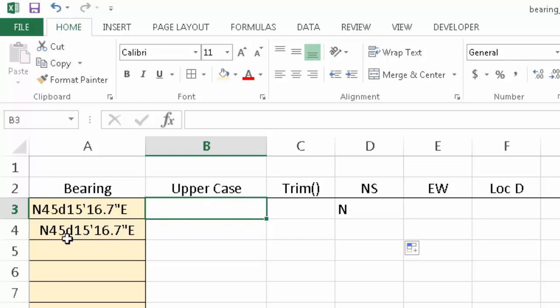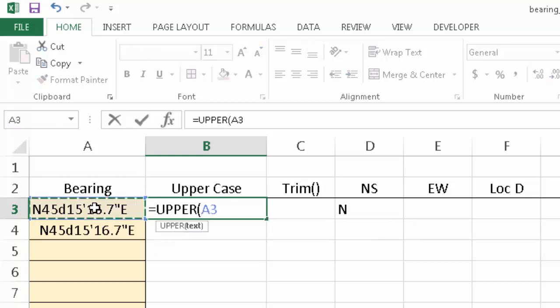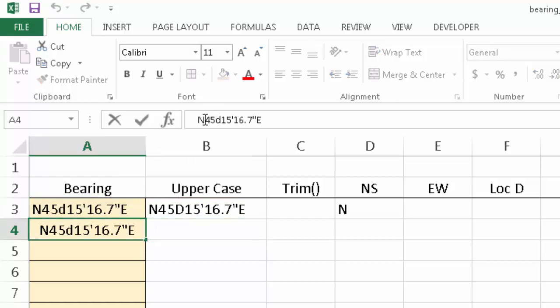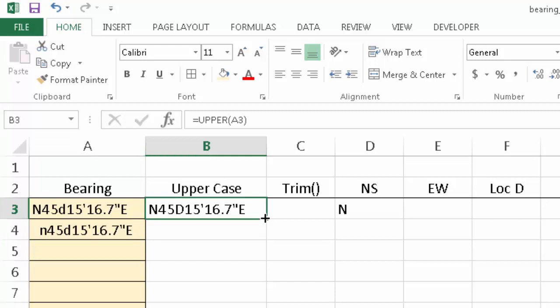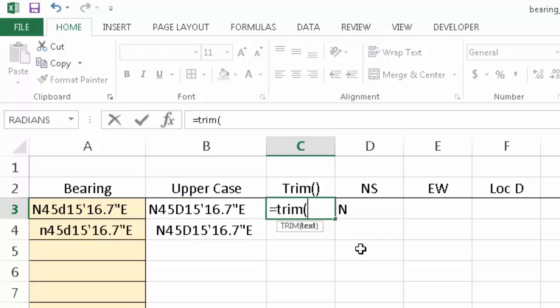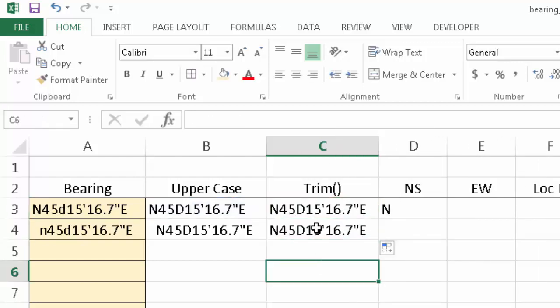Another thing we want to do is to eliminate any need to look for lowercase n's or e's or lowercase d's. So we're just going to capitalize the entire text string. We can do that using the upper formula. So we'll point it to the text string, and now you can see that regardless of how we typed in the formula, we're going to be looking for capital N's, D's, and E's, or W's, or S's. The next thing we can do is use trim to actually remove any leading or trailing blanks, and this is eventually going to be the text string that we're then working with.